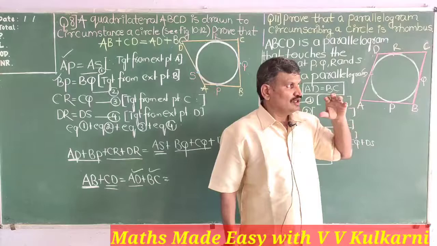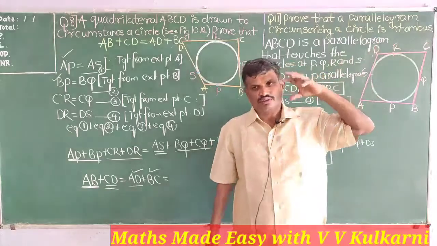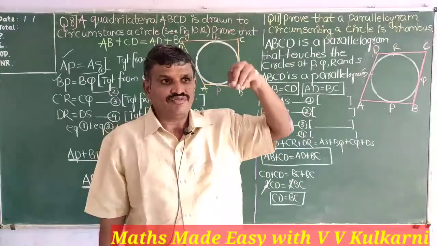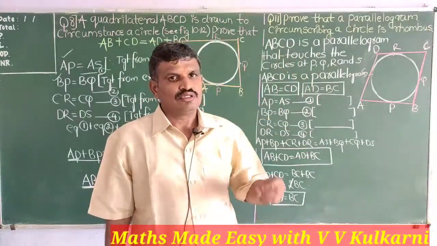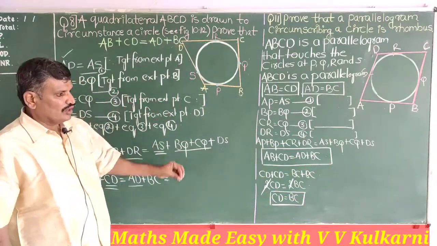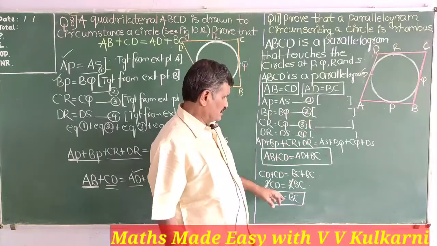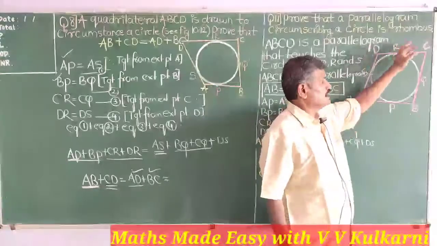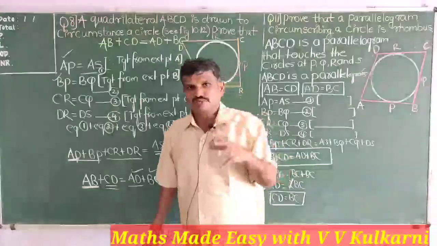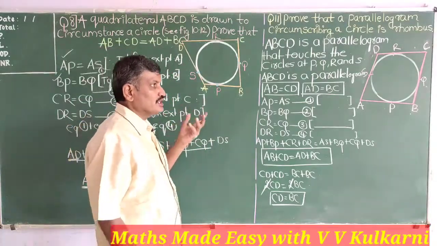Children, see here. Already opposite sides are equal. Now I am saying that adjacent sides are also equal. That means ABCD is a parallelogram where all sides are equal. And if ABCD is a parallelogram where all sides are equal, then definitely it has to be a rhombus. AB equal to CD is there. Now we are saying CD is also equal to BC and BC is also equal to AD. That means ABCD is a parallelogram where all sides are equal, and if it is equal, then it's a rhombus.